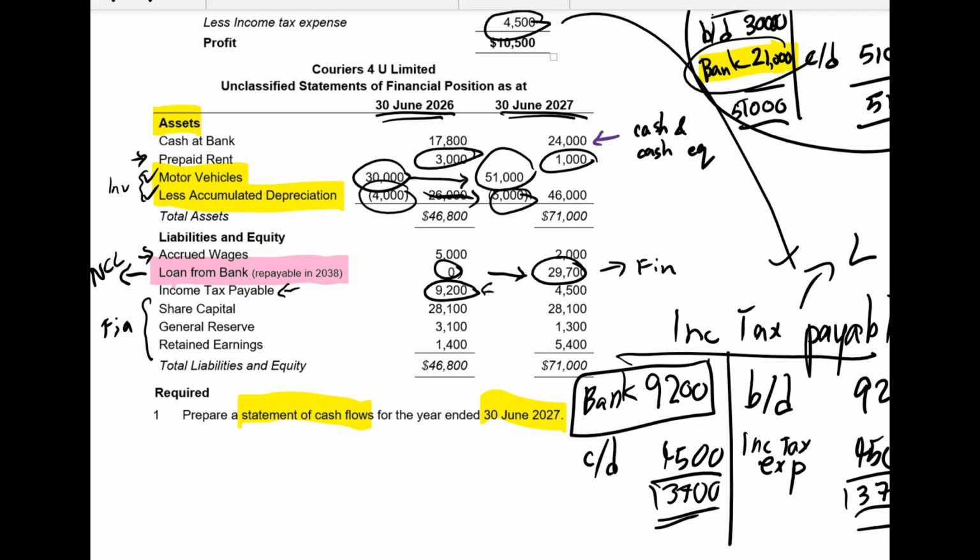Which means that you have borrowed more money because you owe the bank more now. Last time you owed them nothing, now you are owing them 29,700, which means that you have borrowed money from the bank. So if you borrowed money from the bank, money will come in to your company.